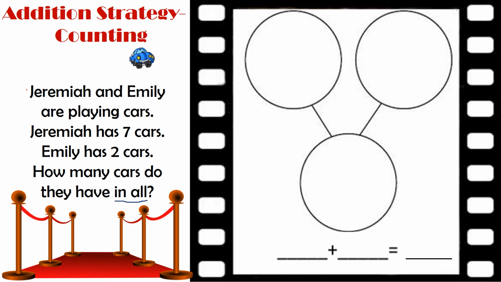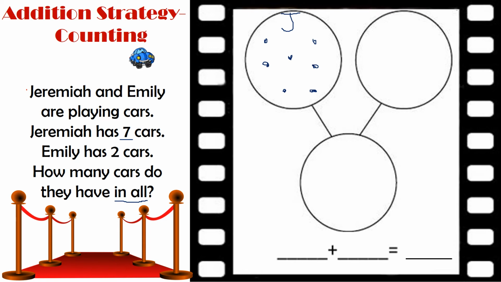So let's go back to the word problem, and we see that Jeremiah has 7 cars. I'm going to underline that information. We're going to use the first part of our part whole mat for Jeremiah. Let's put a J there. Let's bring 7 cars here. We're going to use dots for our cars. 1, 2, 3, 4, 5, 6, and 7.